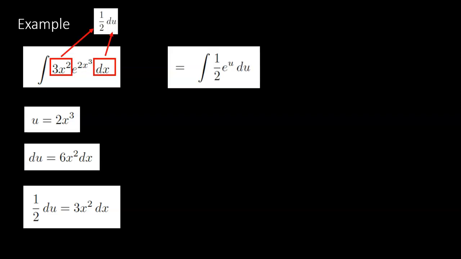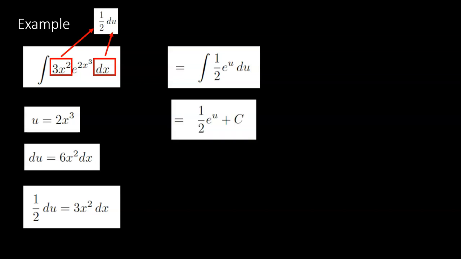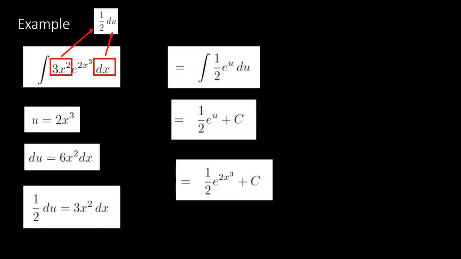So plugging in my u, I have 1/2 e to the u. The integral of e to the u is e to the u plus c, and I still have the 1/2 out front. Then I'm going to plug my u back in, which was, what was it again? 2x cubed. So my final answer is 1/2 e to the 2x cubed plus c.